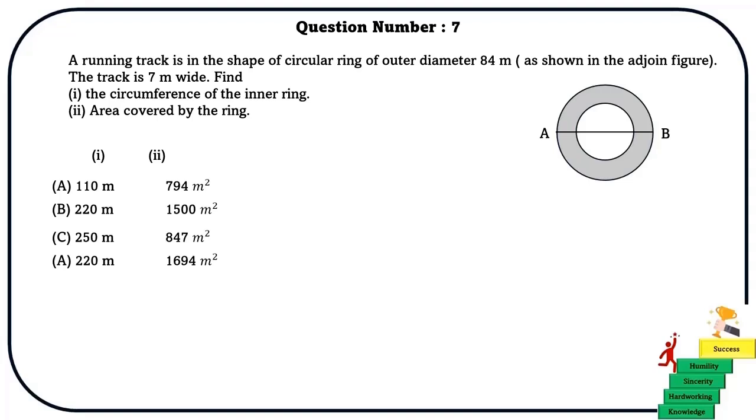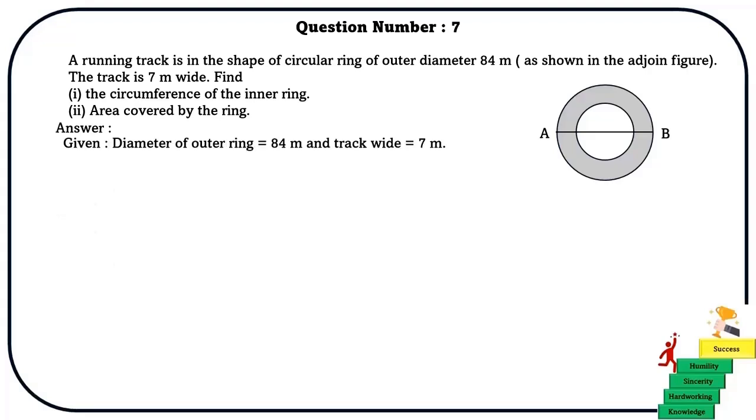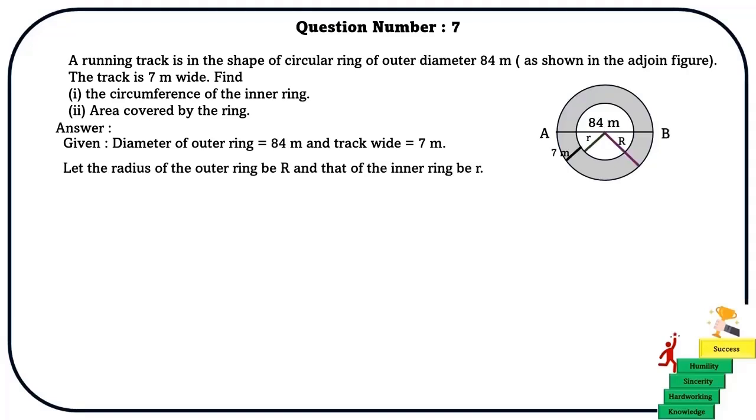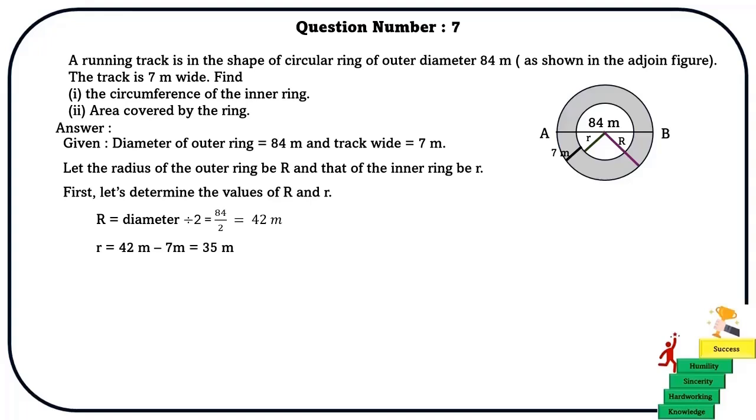Question number 7. A running track is in the shape of a circular ring of outer diameter 84 meters. The track is 7 meters wide. Find the circumference of the inner circle and area covered by the ring. Given diameter of outer ring is equal to 84 meters and track is 7 meters wide. Let the radius of the outer ring be capital R and that of the inner ring be small r. First, let's determine the values of capital R and small r. The capital R is equal to diameter divided by 2, which is equal to 42 meters. Small r is equal to 35 meters.